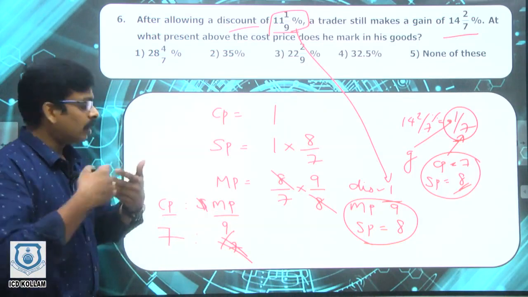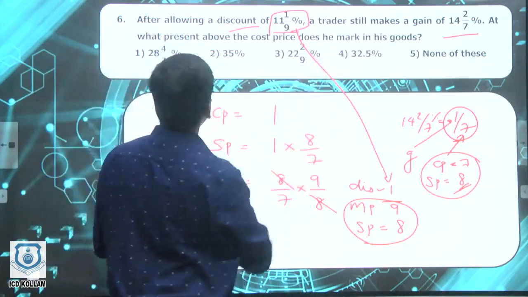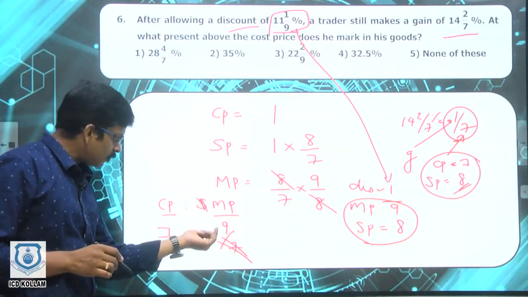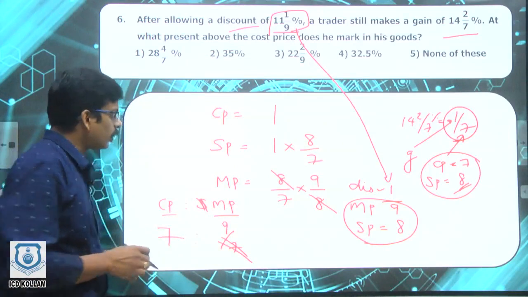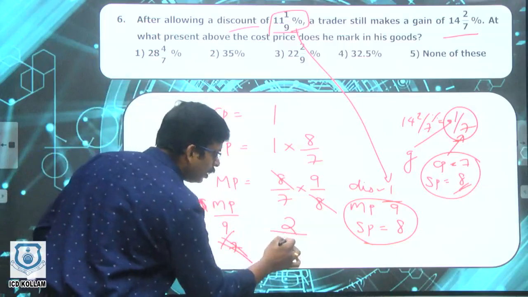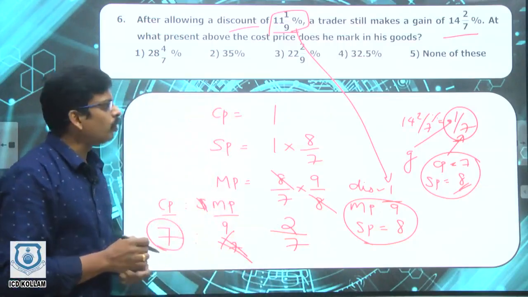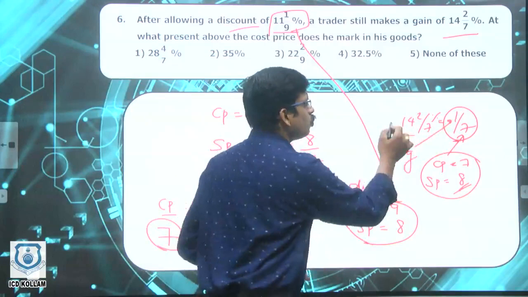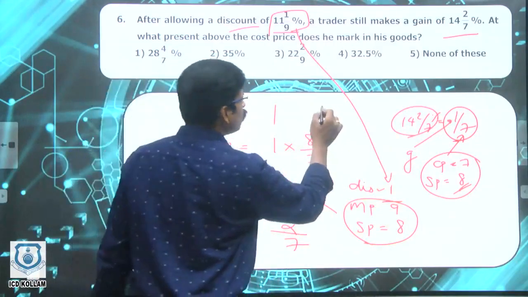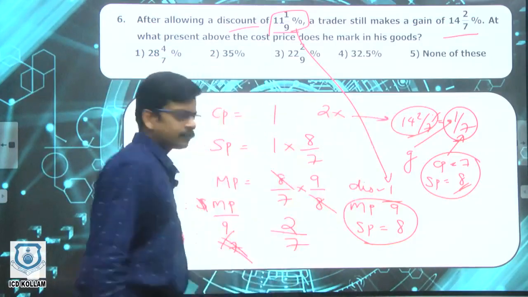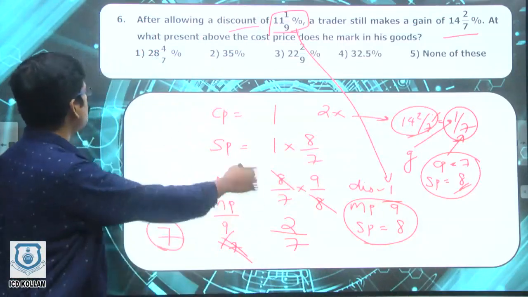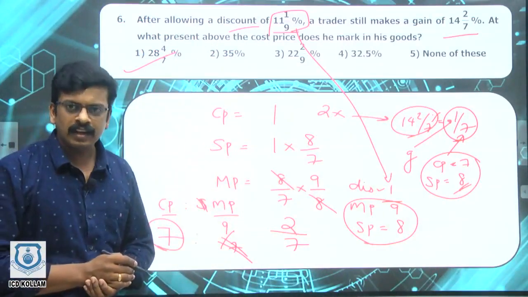What is the percentage above the cost price? So, the mark price is above by 2. So, you can say it is 2 out of CP. See, 2 by 7. You know 1 by 7 as 14 2/7. Then what will be your answer? Your answer is 2 by 7. So, that means 2 into that number. So, the answer is 28 4/7. 28 4/7 is the first option and is the correct answer.